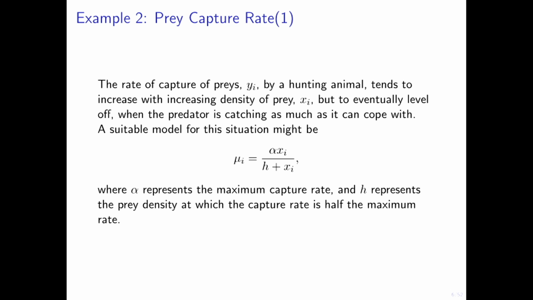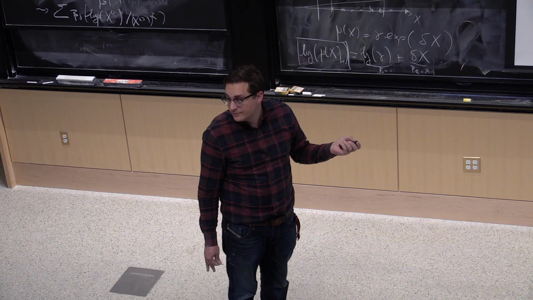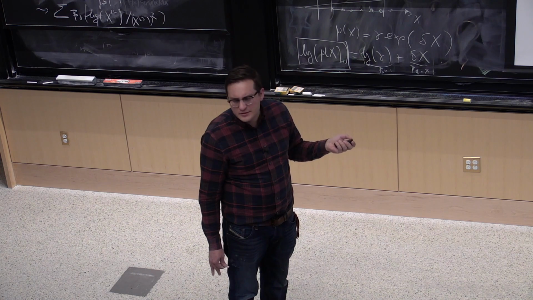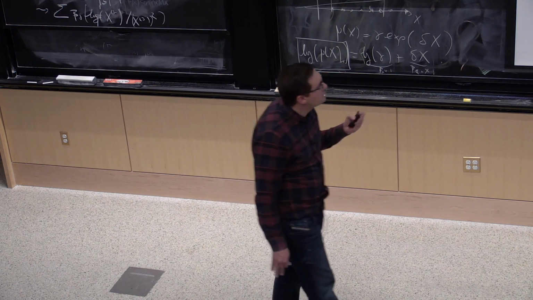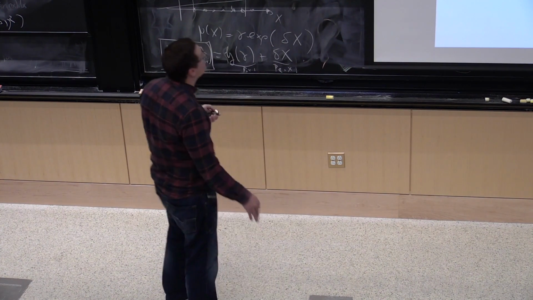It's certainly not a linear function of x, so I need to find something that looks like a linear function of x, okay? Now here, there's no obvious log. I could actually take a log here, but I would have log of x and log of x plus h, so that would be weird. So what we propose to do here is, rather than looking at mu i, we look at 1 over mu i.